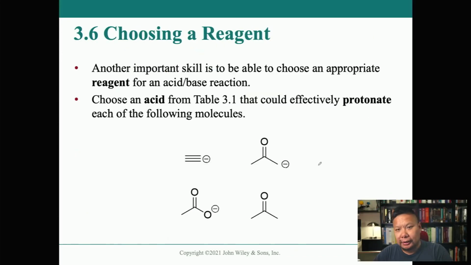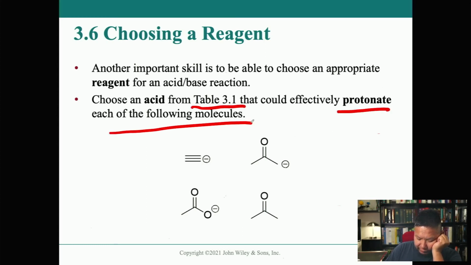Now that we know how to predict the equilibrium position of these acid-base reactions, let's learn how to actually choose an appropriate reagent, an acid, for an acid-base reaction. For these examples below, they want you to use table 3.1 to choose a reagent that would effectively protonate each of the following molecules. I don't really want to jump back all the way to the beginning of the lecture presentation, so we'll just use some approximate numbers here.